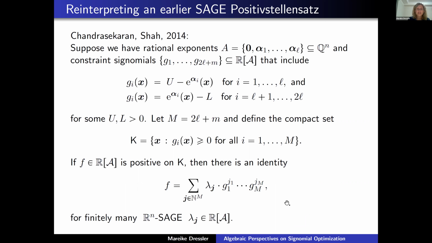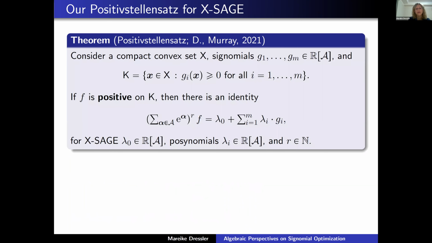And note that this does not involve conditional Sage. This just involves arbitrary Sage, because we have here Sage functions which are non-negative globally on R^n and not on a constraint set. And we now generalize this whole aspect as follows.